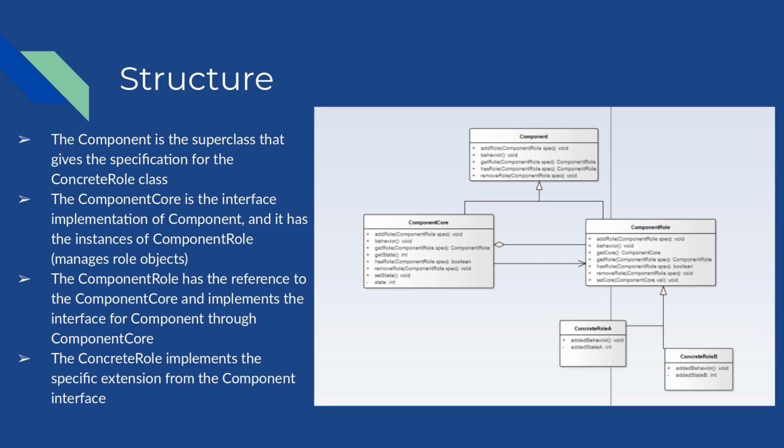We have the component core, which is the interface implementation of component, and it has the instances of component role. This manages the role objects. Then we have the component role, which has the reference to the component core, and it implements the interface for component through the component core. Then we have the concrete role, which implements the specific extension from the component interface. Then we have the different concrete roles. Those are the ones that get added or removed depending on the role that the object plays.